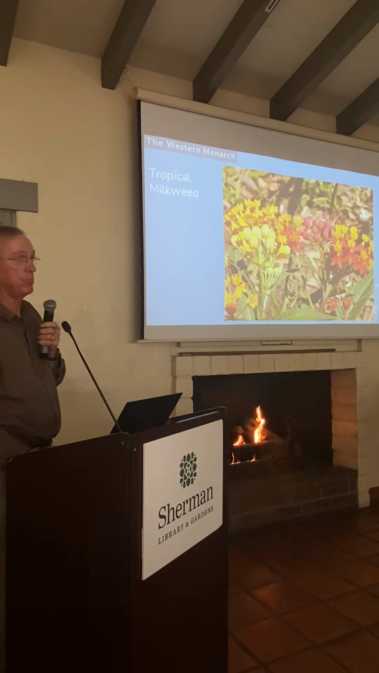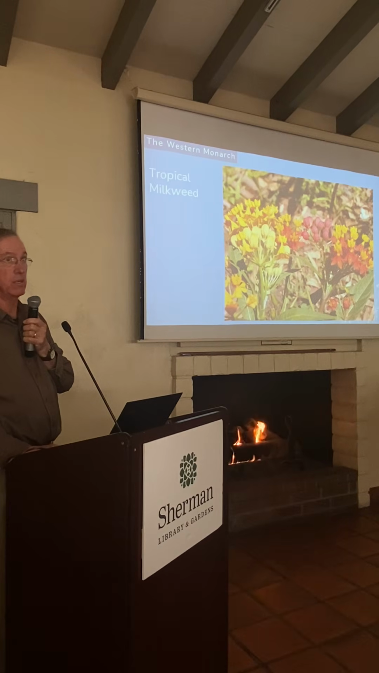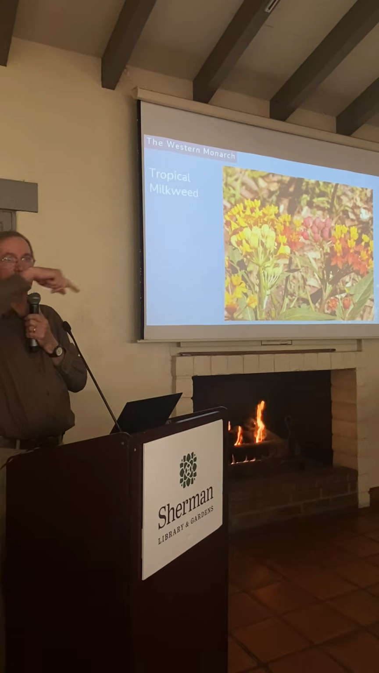So it's very pretty. There's lots of it on the market, and monarchs love it, and it's bad for them, and they don't know any better. But now 60 of you know better.